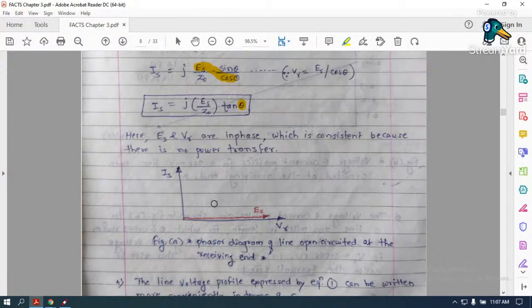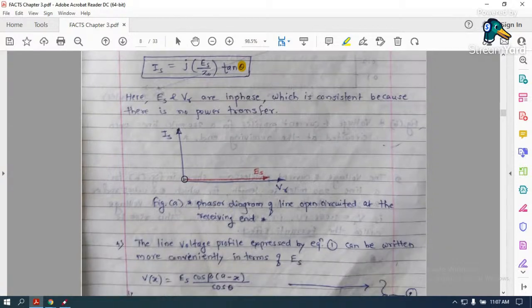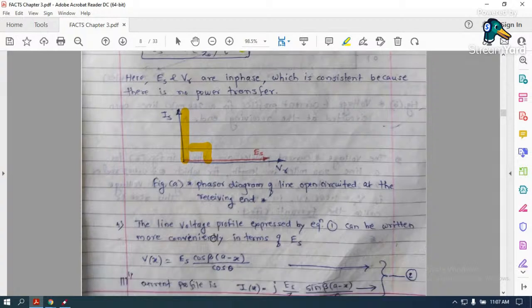Okay, now you can see here IS is exactly leading ES by exactly 90 degrees from this diagram. I will tell you how it came. Phasor diagram of open circuited line at the receiving end.